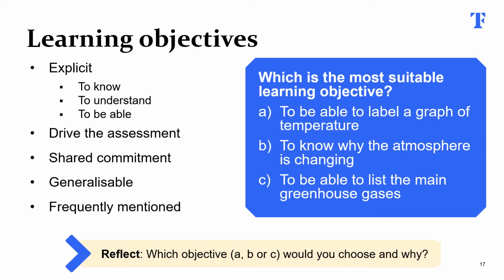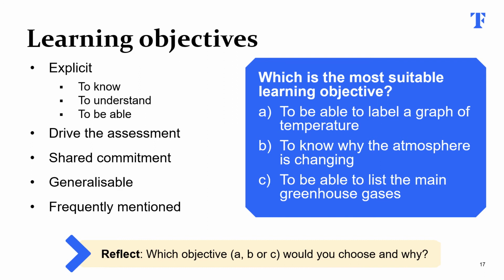On screen now are 3 possible learning objectives for our lesson related to Key Stage 2 Geography. Pause the presentation to take a moment to think about which one you think is the most appropriate and why. Please pause to do this now. Thank you and welcome back.